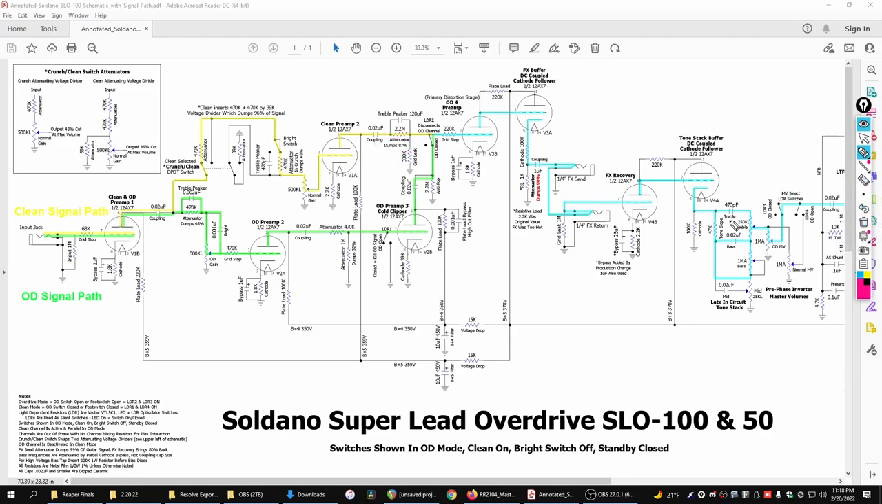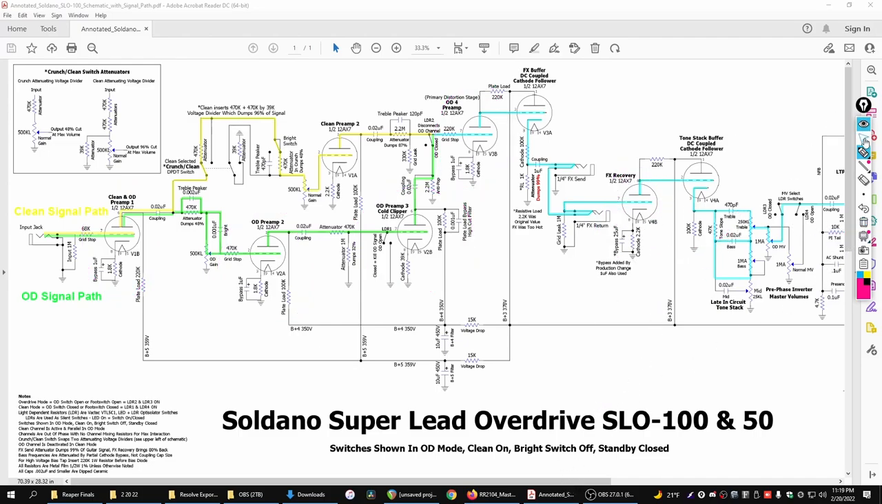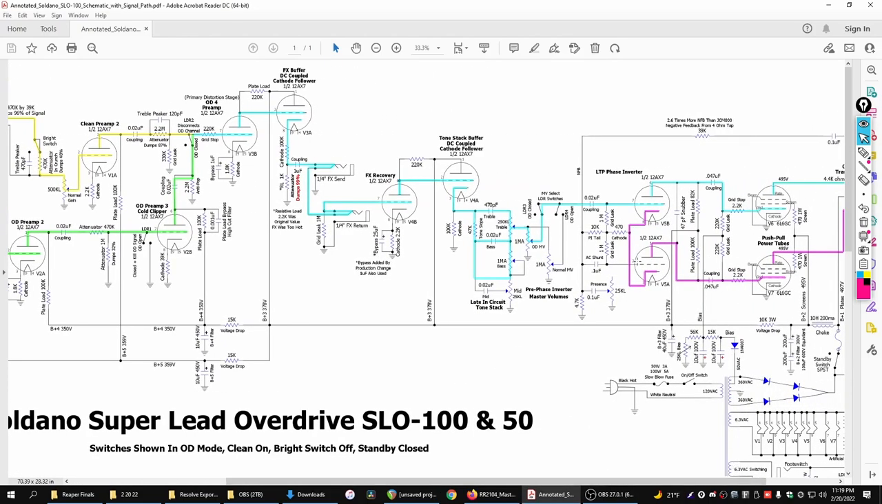But instead, let's take a look at the OD signal path. And just to count, we've got 1, 2, 3, 4 gain stages, followed by, I'm going to call this one a fifth one because we really do have gain here from this guy, 5, and then we've got the long tail pair phase inverter, which also adds gain.